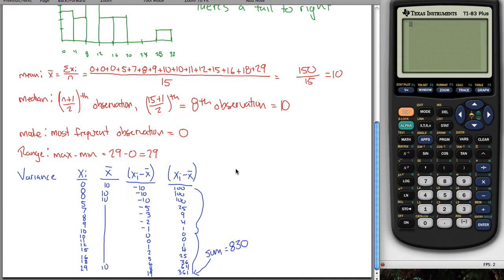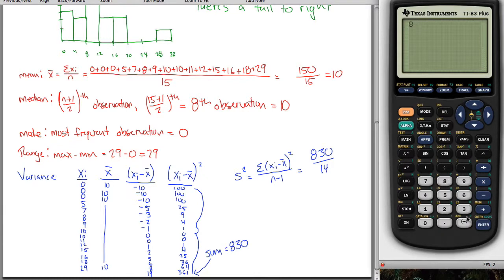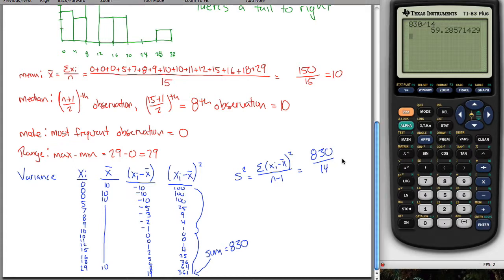And finally, we can figure out our variance. Oh, where should I write this? I guess right here. So your variance, sample variance, you use the symbol s squared. And the formula is the sum of, that's what the sigma is, that last column, x i minus x bar squared. This last column is the square of these guys. And then divide that by n minus 1, so 14 in this case. So we get 830 as this sum. And if we divide that by 14, 830 divided by 14, we get approximately, what, 59.29?